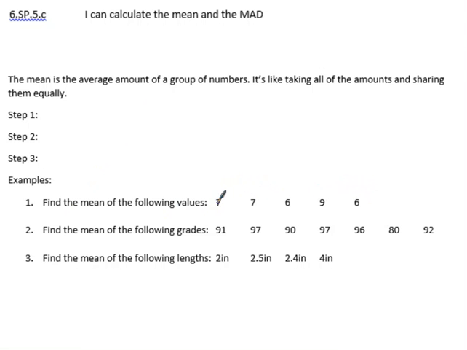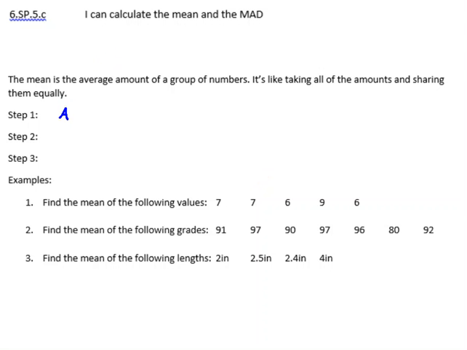So one person has 7 cookies, the next has 7 cookies, the next has 6 cookies, the next has 9 cookies, and 6 cookies for the last person. So what if they put all those cookies into a giant pile and then shared them equally? The mean is like how many they would have if they shared those amounts equally.